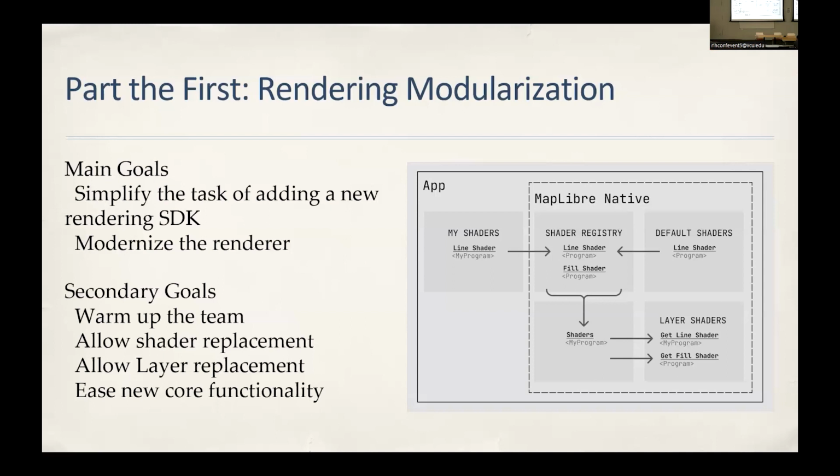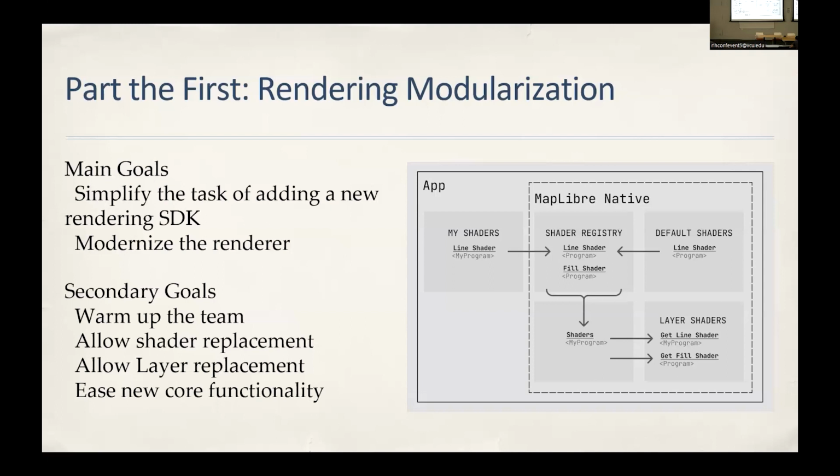written. The secondary goals were basically to give the team something to work on that was a bit lower stakes than actually getting it over to Metal, get everybody working together, warm them up. And then some specific goals like allowing for shader replacement. These are the programs that actually draw things. Allowing for replacement of layers.